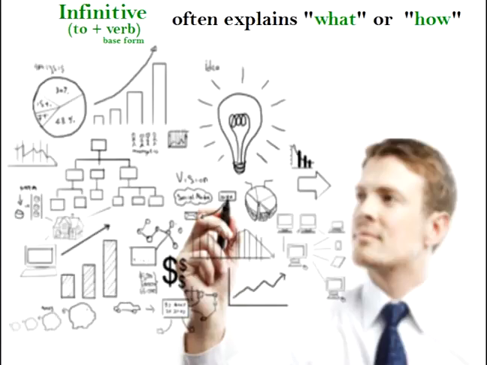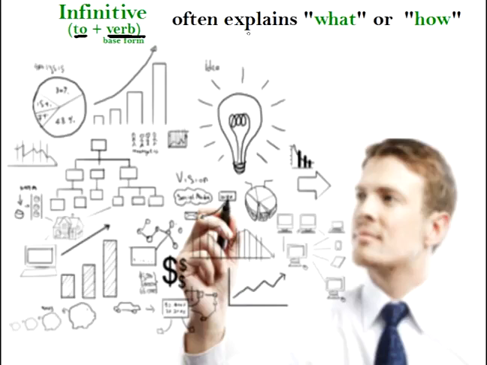Okay, so let's look at the infinitive. Now, if we remember, an infinitive is to and a verb. Remember that the verb in the infinitive is in the base form. The base form means there's no future, no past, and no third person s. So you do not conjugate the verb in the infinitive. It's in the base form, non-conjugated.